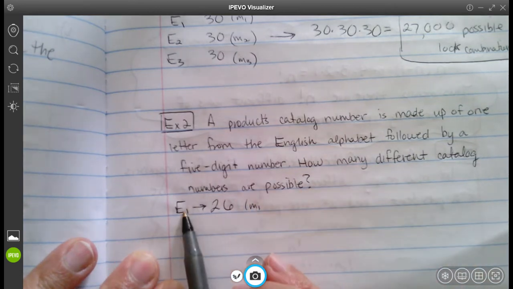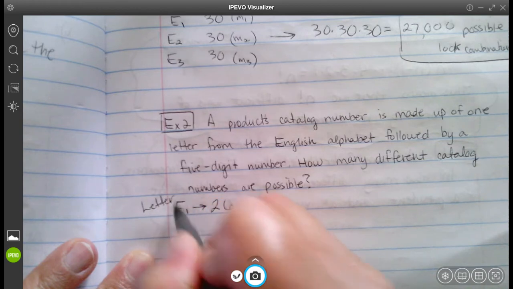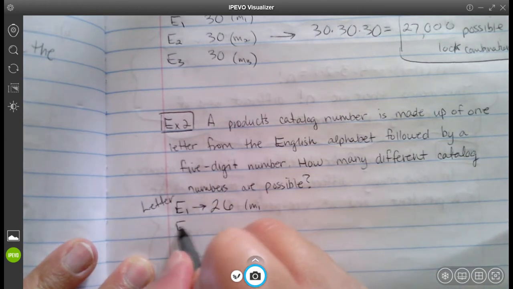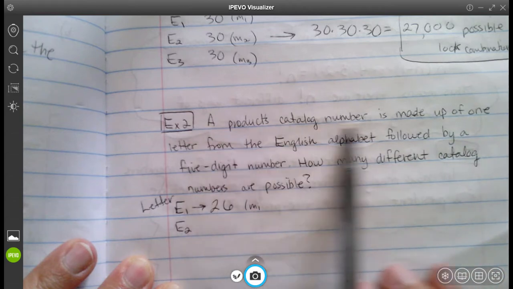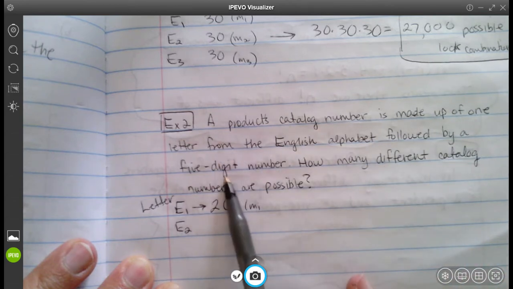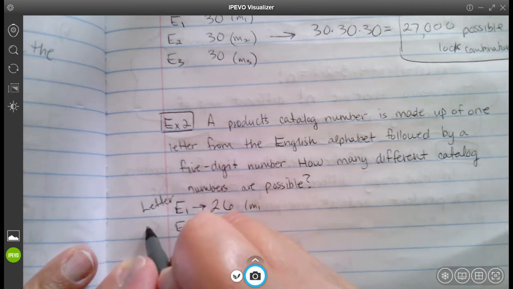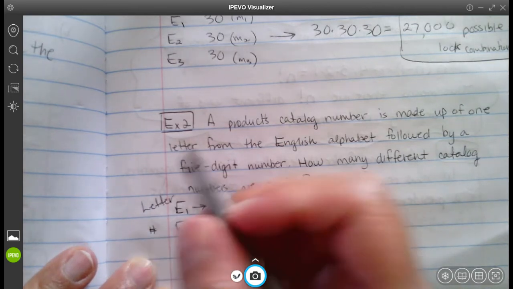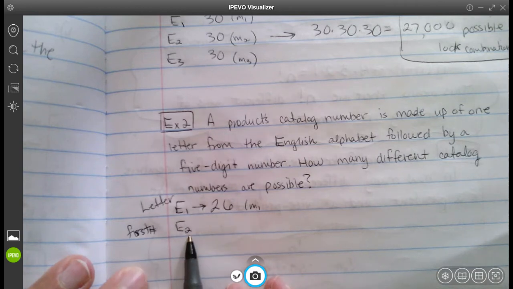By the way, event one is basically the letter. Event two would be, let me see, one letter followed by five-digit numbers. So event two is going to be one of the five-digit numbers. We'll say the first number is event two.